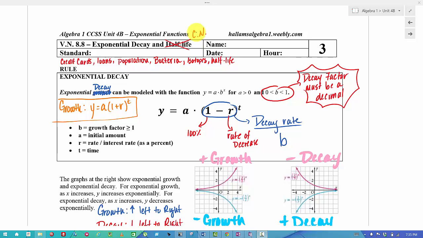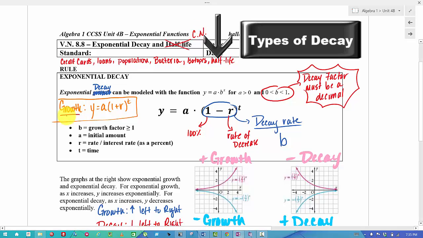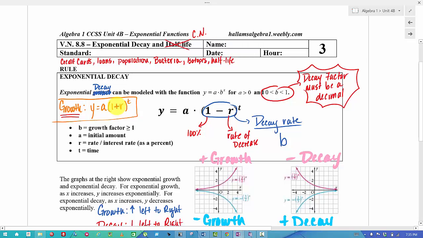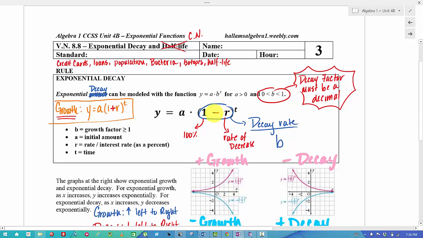First, before we talk too much about it, let's remind ourselves what exponential growth looks like. So here's exponential growth. Notice that in this model we have 100% of the ratio plus our rate, and we've talked about that in notes. You'll notice decay then, what our difference is here, is that there's a subtraction. So we take what we call 100%, and then whatever our rate is, we subtract it off of there. And that looks a little bit odd, but that's where we get our exponential decay.